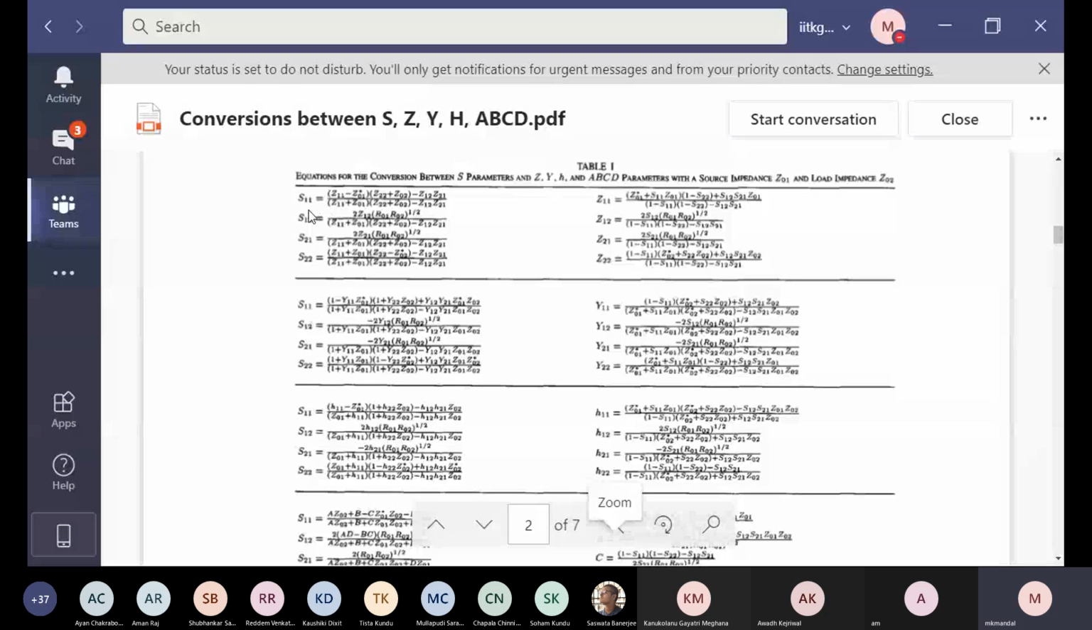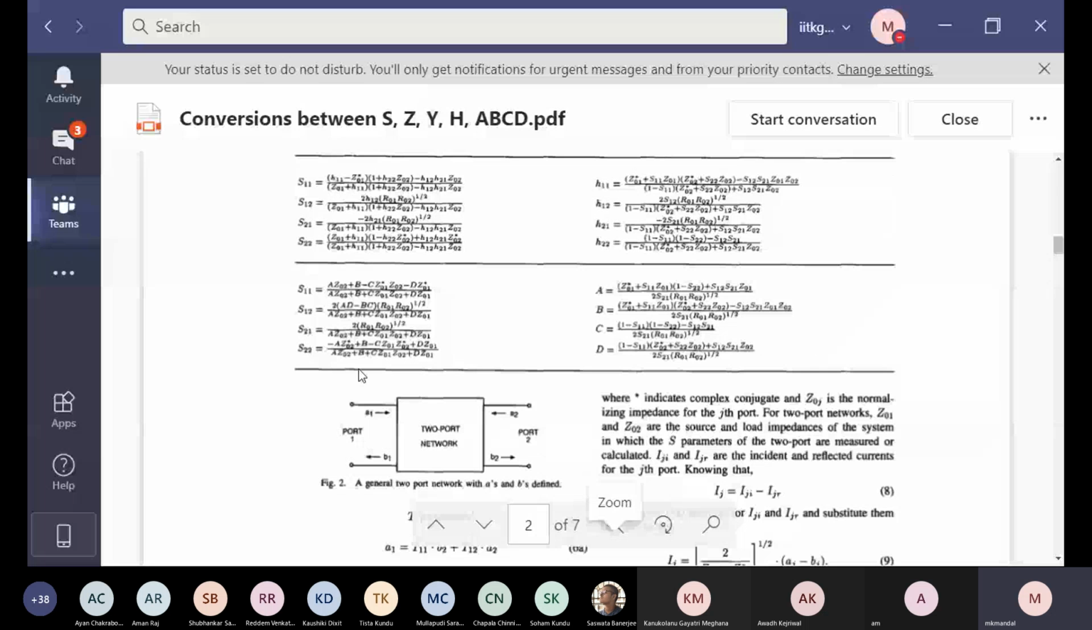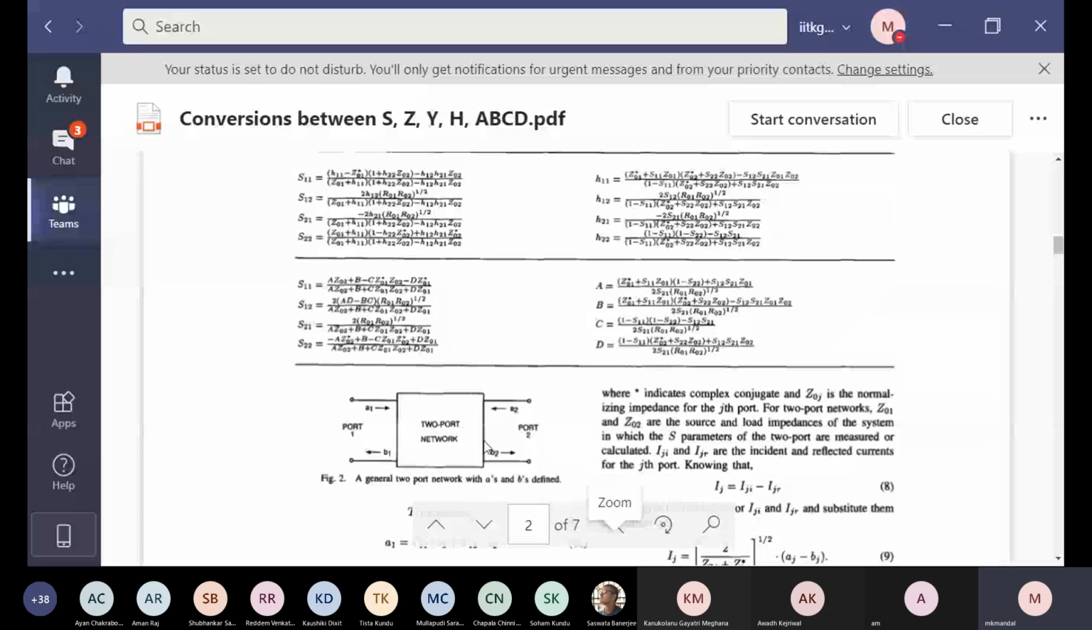So here you can see S11, S12, S21, etc. defined in terms of Z, ABCD, and others. For the ABCD, now you see port 1, port 2, they considered different impedances, Z01 and Z02. Not only that, they also considered the situation when Z01 and Z02 can be complex, port impedance complex.